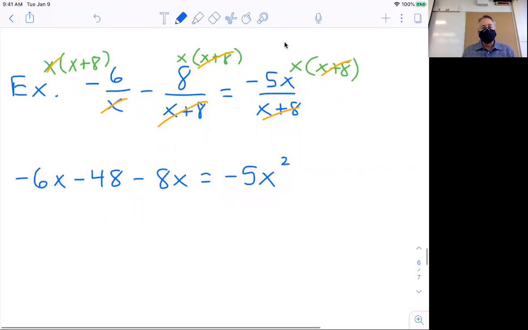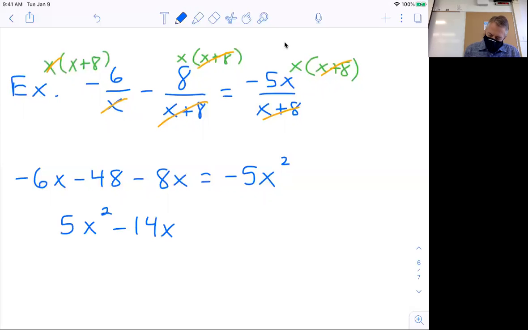Now we want to get everything on one side. I'm going to move everything to the left just so I have a positive leading coefficient. So we would get 5x squared minus 14x minus 48 is equal to 0.